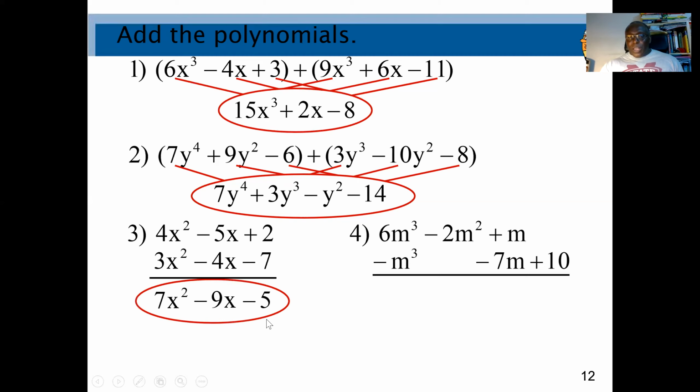The next one, we have the same term, m cubed, but we have 6 and 1. 1 is negative, so we get 5m cubed. M squared is only 1 by itself, so we bring it down, minus 2m squared. We have plus m minus 7m. Plus m means 1m, so 1 from 7 will give me 6. And since 7 is a negative sign, we keep the negative 6m. The constant value is only 1, so we get plus 10.